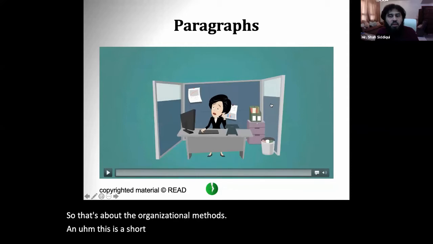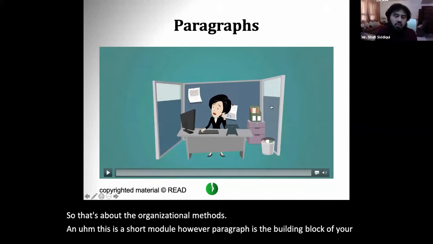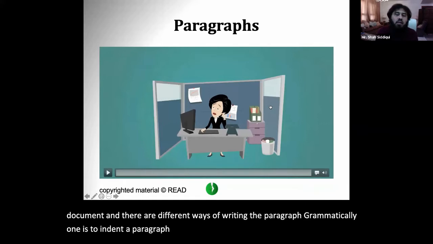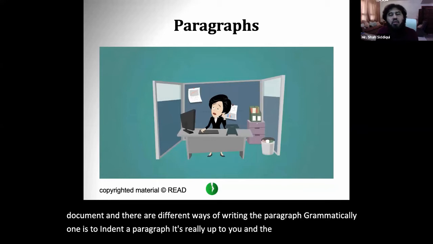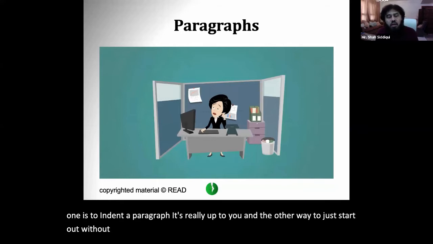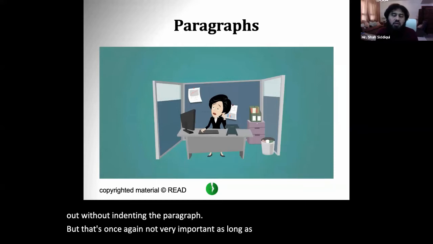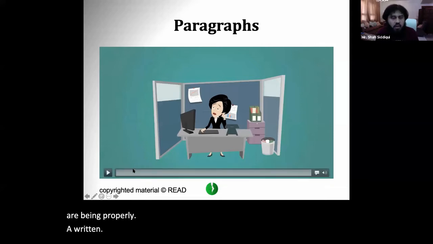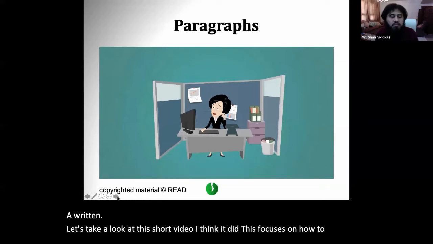However, paragraph is the building block of your document. And there are different ways of writing the paragraph grammatically. One is to indent the paragraph. It's really up to you. And the other way is to just start out without indenting the paragraph. But that's, once again, not very important as long as your language and the words are being properly written. Let's take a look at this short video. I think this focuses on how to have your paragraphs.